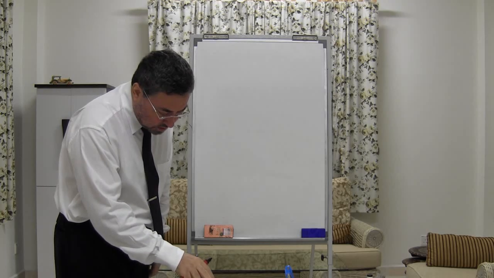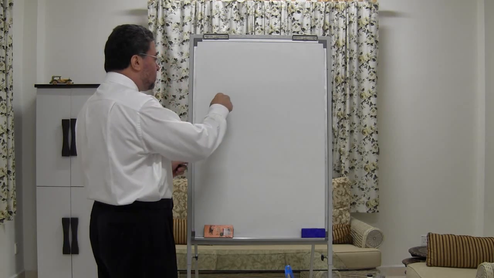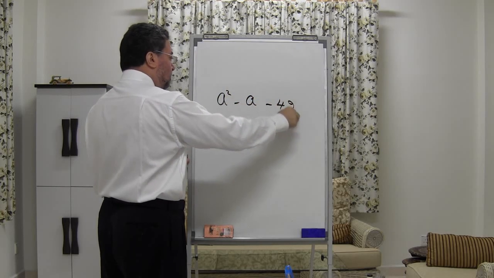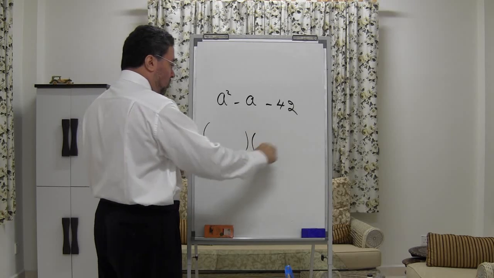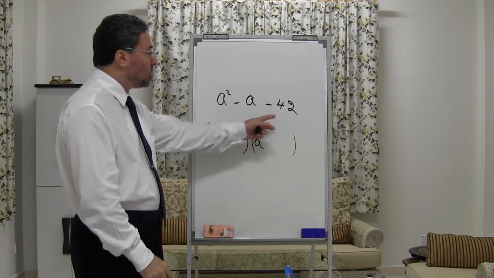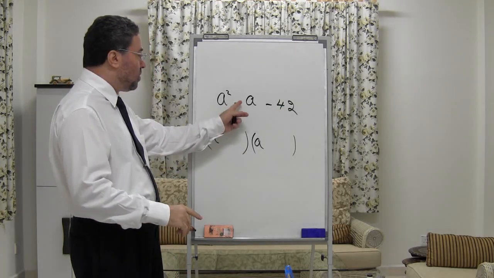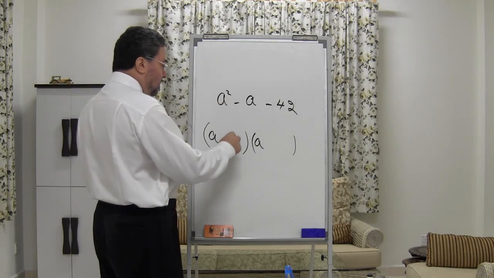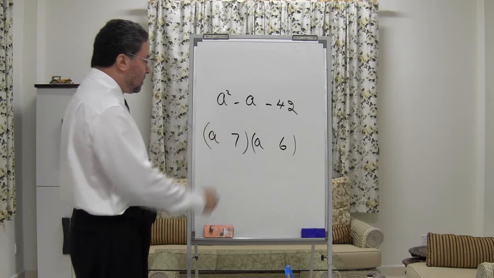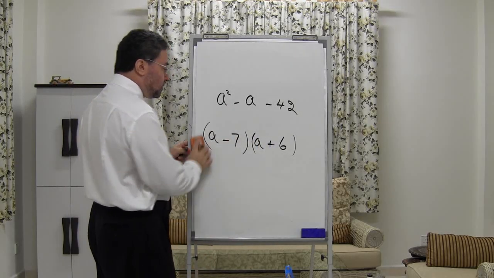Next is number 8, a squared minus a minus 42. We open up the parentheses, a and a. We're looking for two factors of the number 42 whose difference is 1, and that will be 7 and 6. And we know that the bigger number is negative, and that will be the answer.